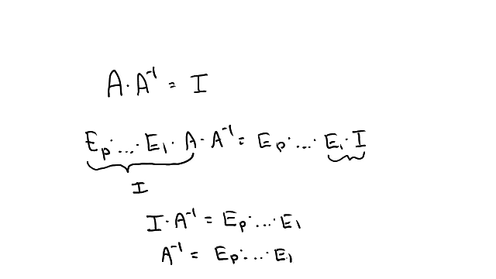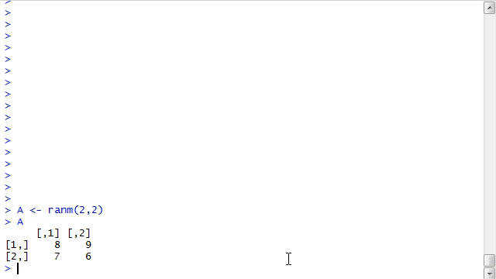So here's the formula for how to invert the matrix. Simply find the elementary matrices that transform A into I, take the product of those, and that is the inverse of A. Let's illustrate this with a simple example. Here is a 2 by 2 matrix. I don't yet know if it's invertible.